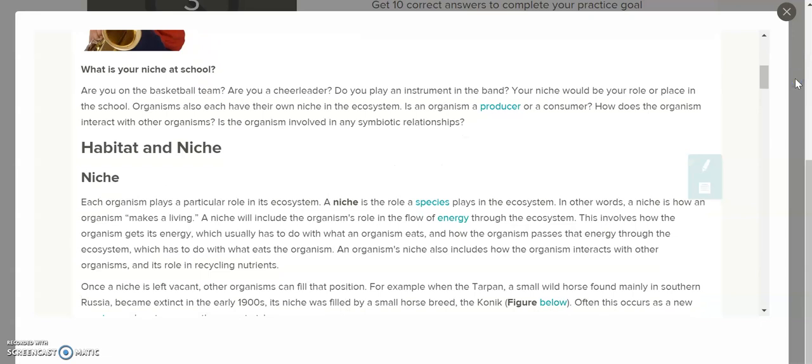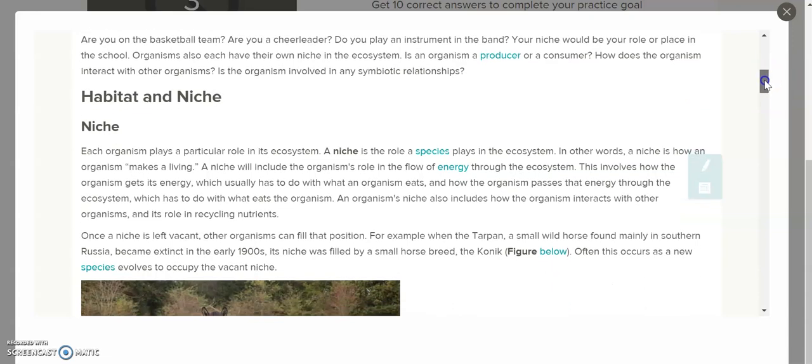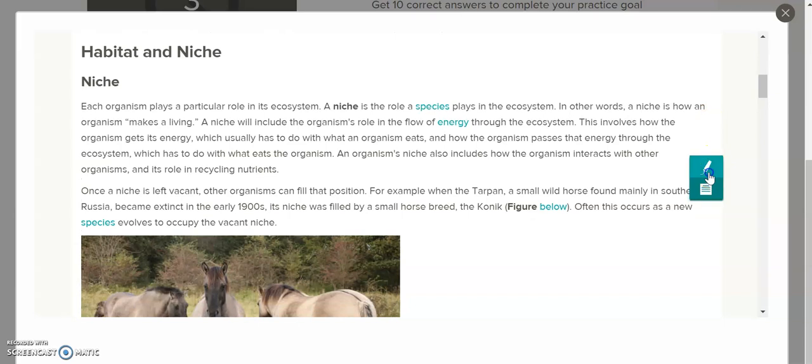So our very first thing, it says, what's a niche in your school? So basketball team, cheerleader, do you play an instrument? So what it's kind of telling us is that there's a specific role in a group that you have. So we're going to look at what the definition here is. So remember, I have my tools, so I'm going to go ahead and turn my highlighter on as I begin to read. So each organism plays a particular role in an ecosystem. A niche is the role that a specific species plays in the ecosystem.